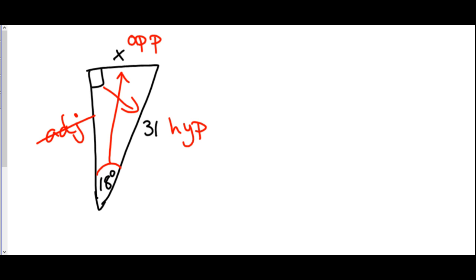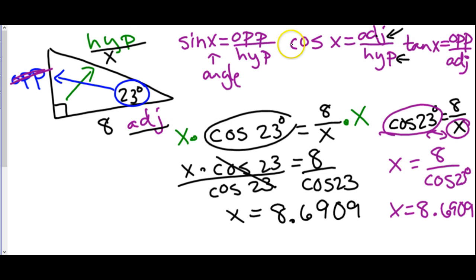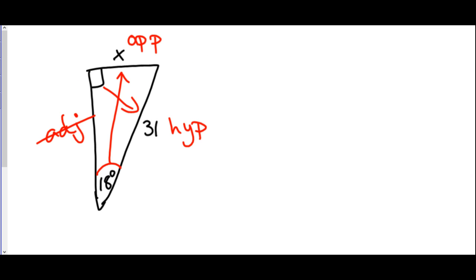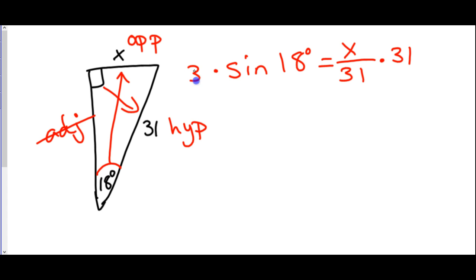I'm going to go back to the other page just for reference really quick. Looking at our three trig formulas, sine is the one that has both opposite and hypotenuse. So sine of 18 degrees equals opposite, which is x, over hypotenuse, which is 31. This time x is in the numerator, so all I have to do is multiply both sides by 31. So again, now I just plug this into my calculator. 31 times sine of 18 is 9.5795.